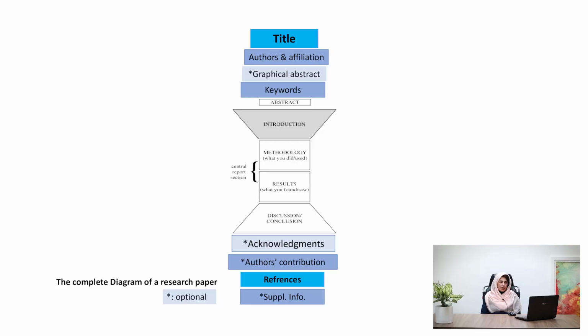Now let's move on to the other parts of each article. Besides the four parts that I mentioned, an article also has other sections, which I will explain in detail in separate videos: title, authors and affiliation, acknowledgement, author's contribution, supplementary data, and references. These are also sections that you can encounter while reading an article.